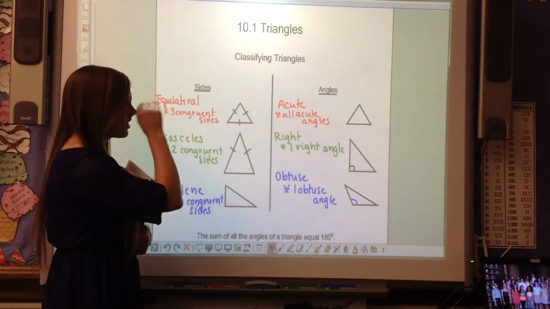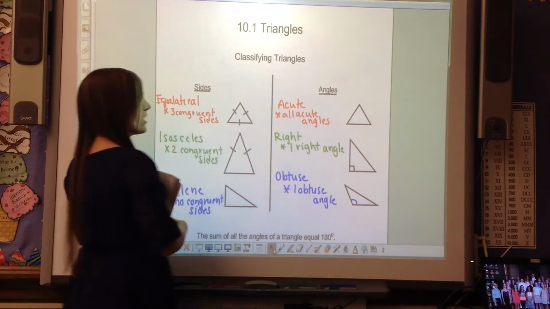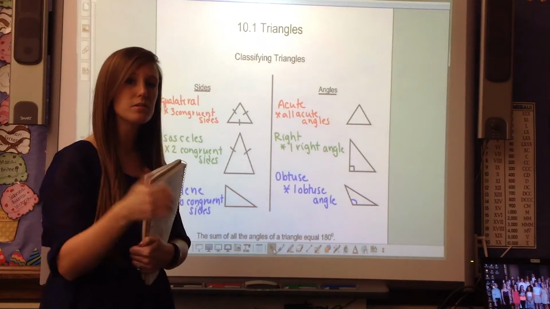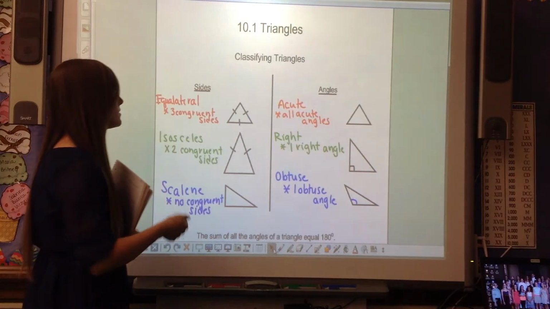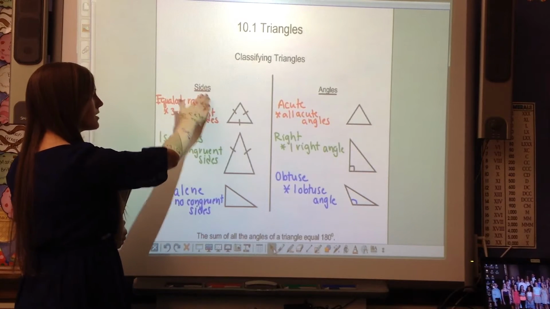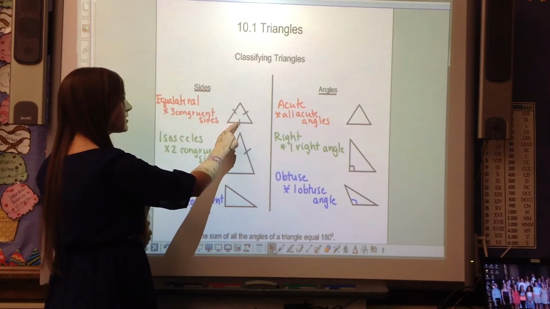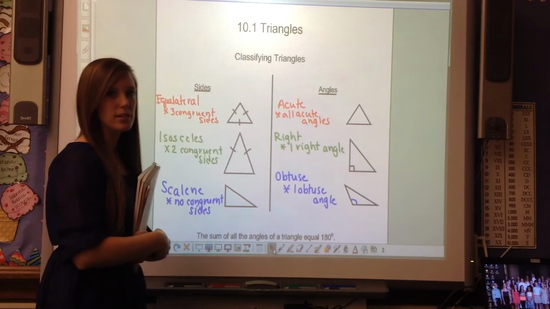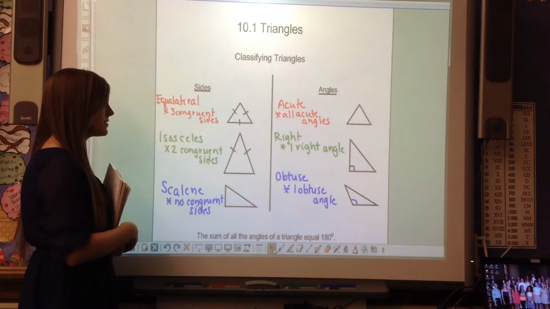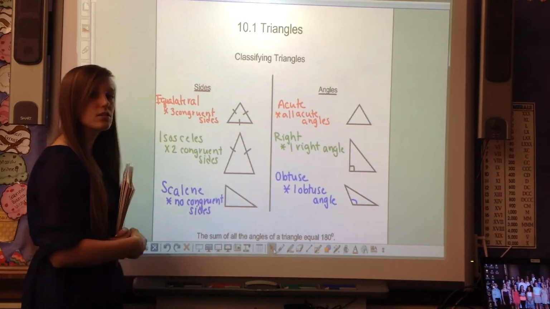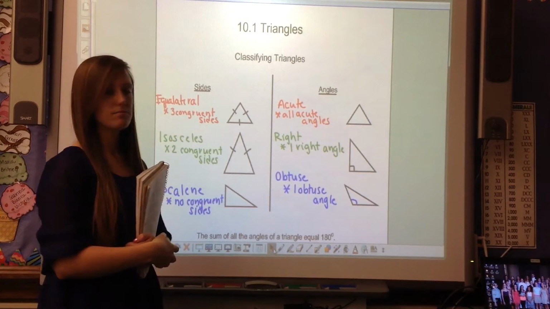So triangles. There are two ways to classify triangles. You can classify triangles by their sides and or their angles. If you're classifying triangles by their sides and all of the sides are congruent or equal, it's called an equilateral. If two of the sides are congruent, it's called an isosceles. And if none of the sides are congruent or equal, it's a scalene.